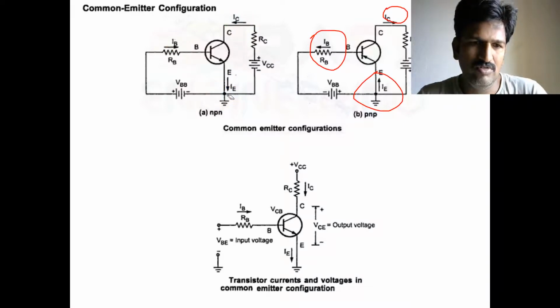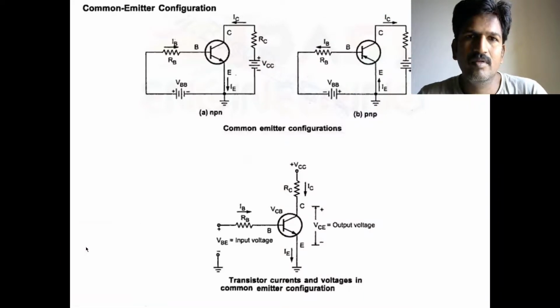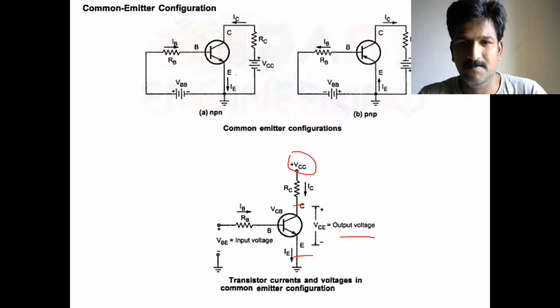Now we have to understand currents and voltages of the common emitter configuration. Here VCE is the voltage measured between the collector and emitter terminal. When the emitter is grounded, VCE is the voltage between the collector and ground, which you can call the output voltage.